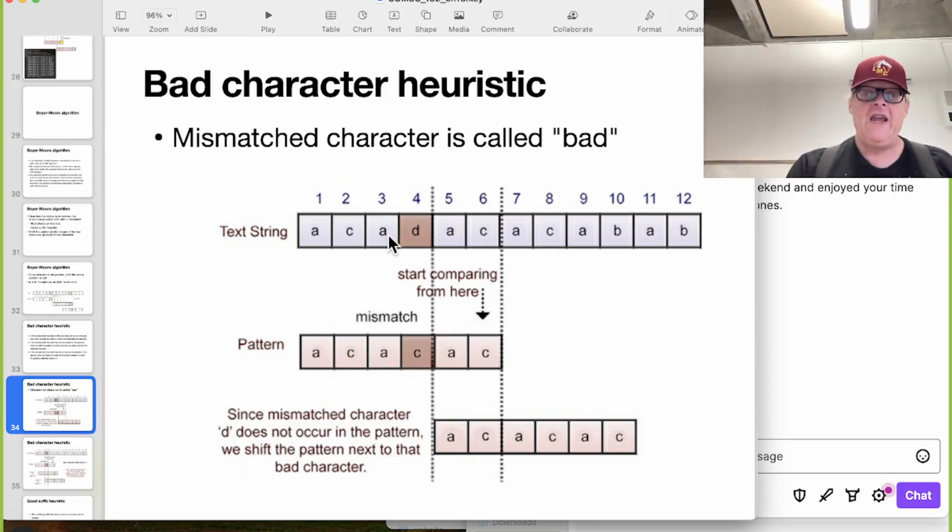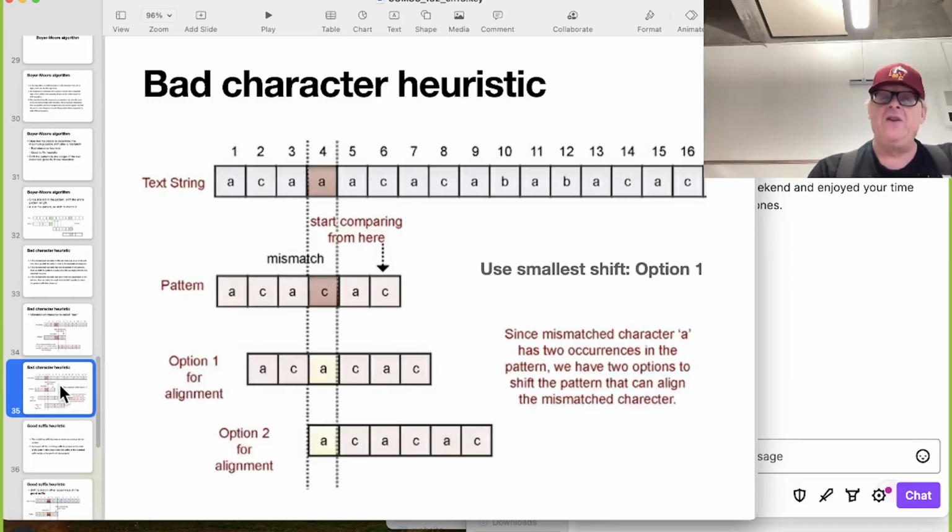So here we go. We have AC, AD, and we're trying to hit AC. So here we have a mismatch. Now, the D does not appear anywhere in the pattern, so we go to the right of it. That's the mismatch character. It doesn't occur in the pattern. That's the first case. And here's the other case.